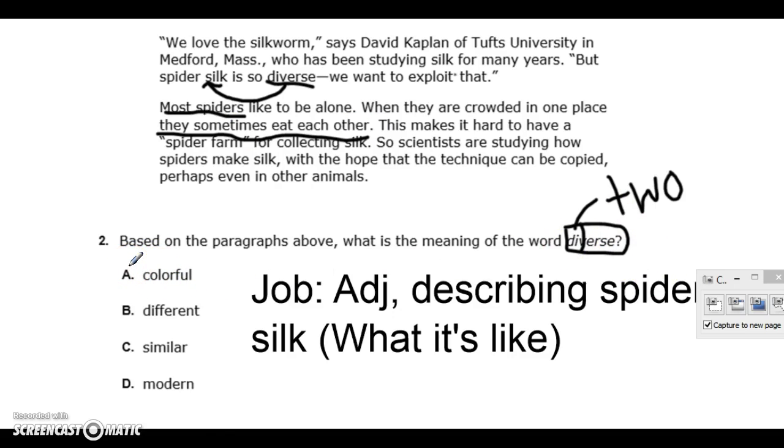A says colorful. I don't get any evidence at all that it's colorful, so I'm going to cross that out. B says different. Different and diverse even have the same root in them, "di," so that's looking like a decent answer choice. Similar, I think, is actually the opposite of diverse, because that means having things in common or coming together as one. Modern means nowadays instead of old. Spiders have existed for a really, really long time, so there's no way that spider silk can be modern. That just doesn't make any sense at all. So I'm going to go with B, different.